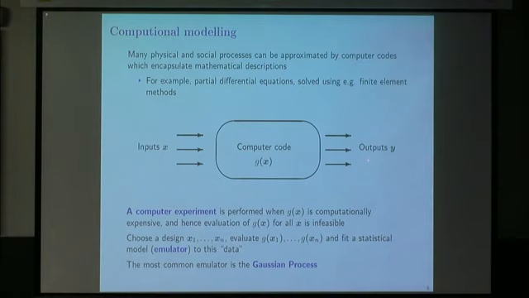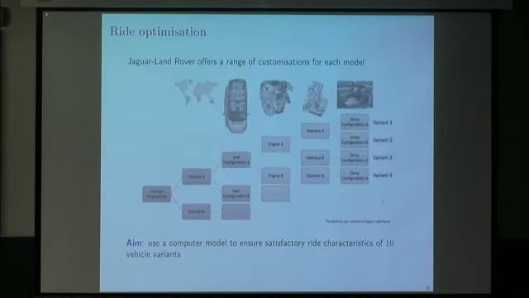If we want to learn the relationship between inputs x and outputs y, ideally we want to evaluate this computer code in every possible combination of inputs x. However, this is computationally infeasible, and in an analogy to the physical experiments, we choose some design points where we are going to evaluate the function g of x, and based on the data that we are going to collect, we are going to fit a statistical model. So we basically approximate the computer code by a statistical model, which is the emulator. And the most common emulator is a Gaussian process.